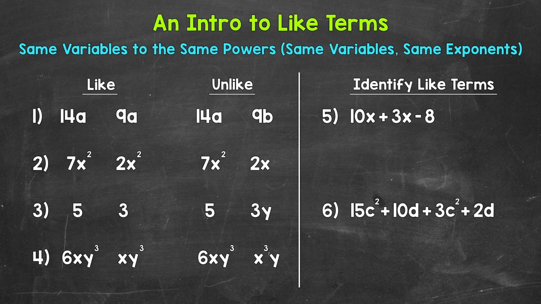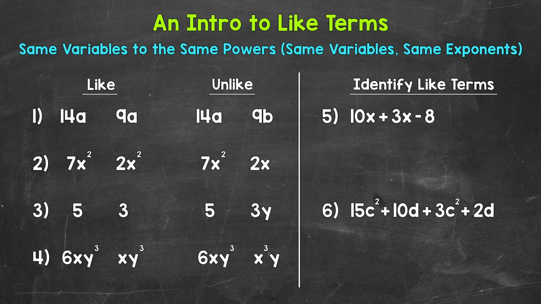We will start by taking a look at some like terms and then also some unlike terms. Then we will move to identifying like terms within algebraic expressions. Let's jump into number 1 and start with the like terms where we have 14a and 9a. So we have the same variable of a in both of these terms. These variables are also to the same power, so these are like terms. Remember, the coefficients do not have to be the same.